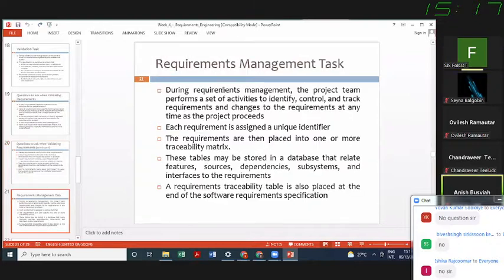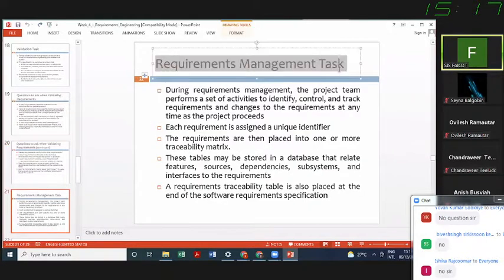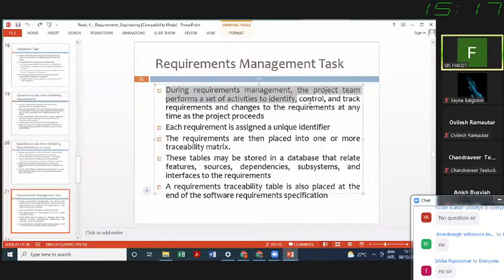And the last task that we find here is the requirements management task. During requirements management, the project team performs a set of activities to identify, control, and track requirements and changes to the requirements at any time. So here we have a process where we are managing these requirements. Each requirement is assigned a particular identifier. We've seen this last week. We can put FR1, FR2, and so on.